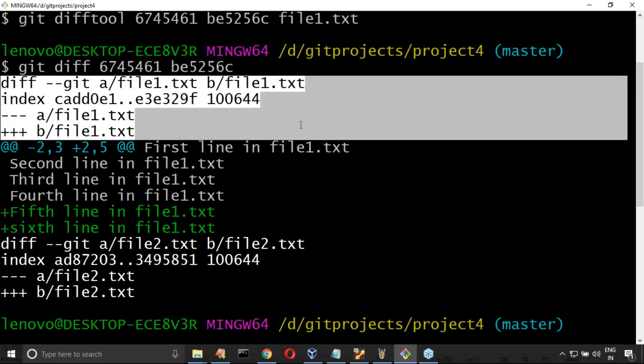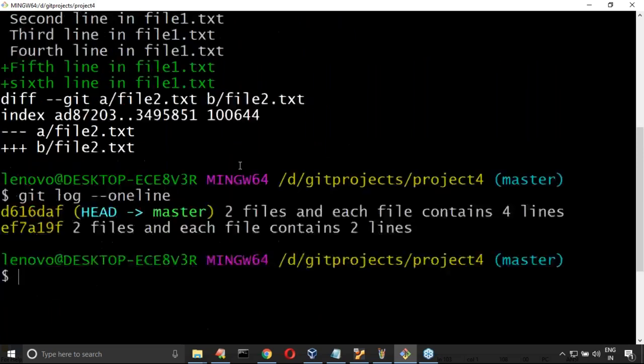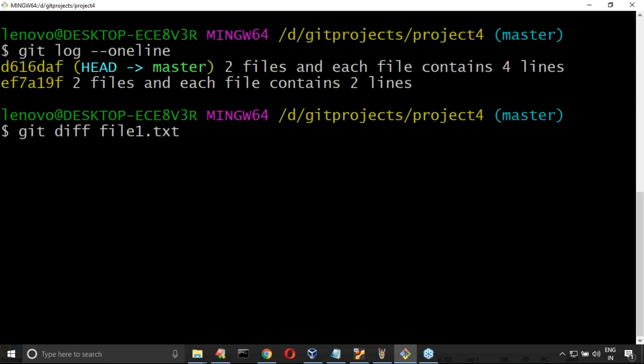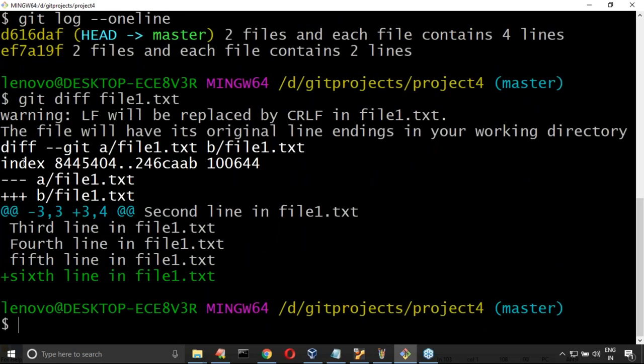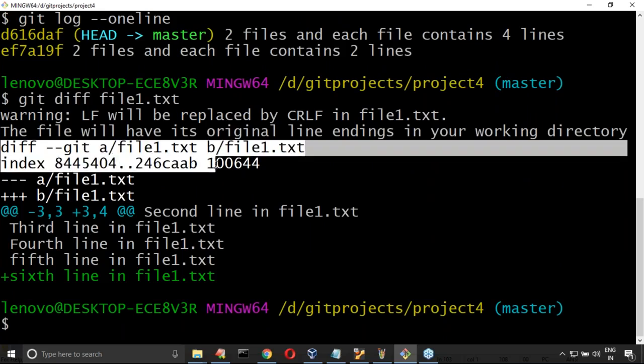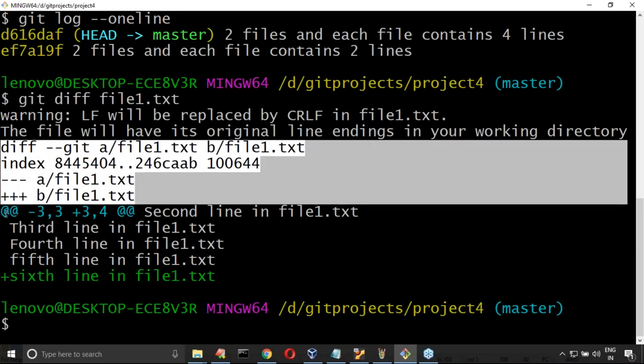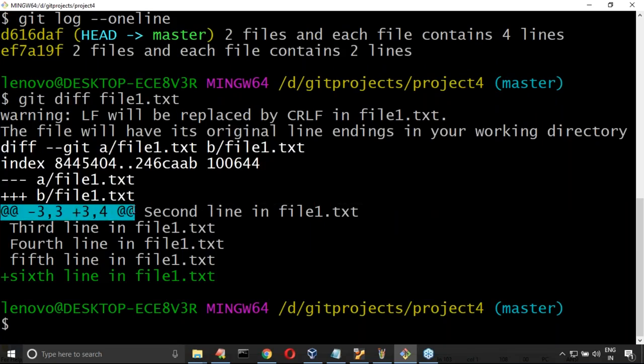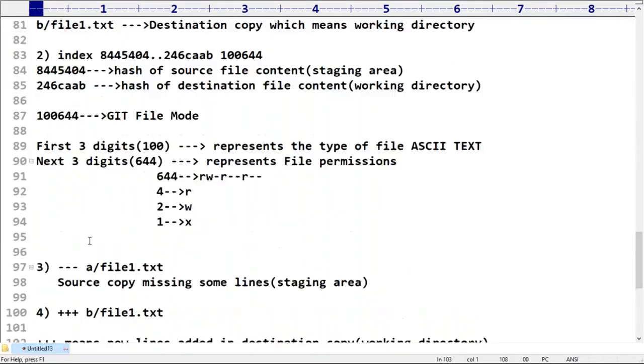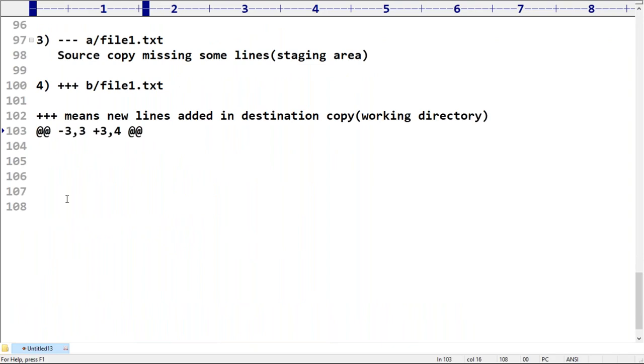Now, what is the next thing we need to talk about? Sorry, one minute, let me run our command again. So the first line, second line, it's clear. Now the next thing, very important, friends: what is the meaning of this fifth line?